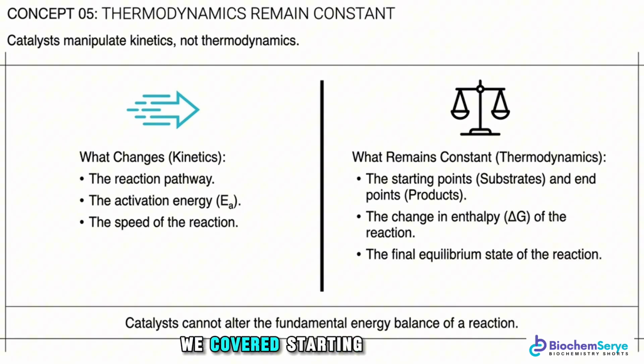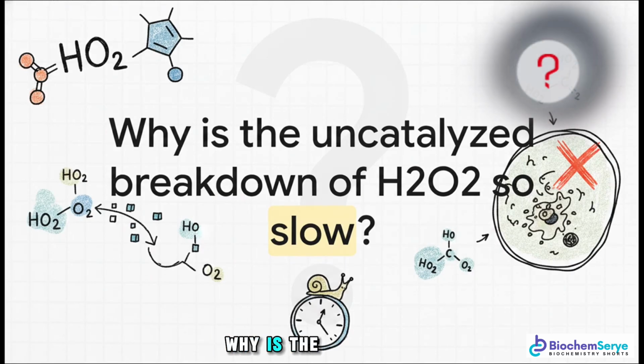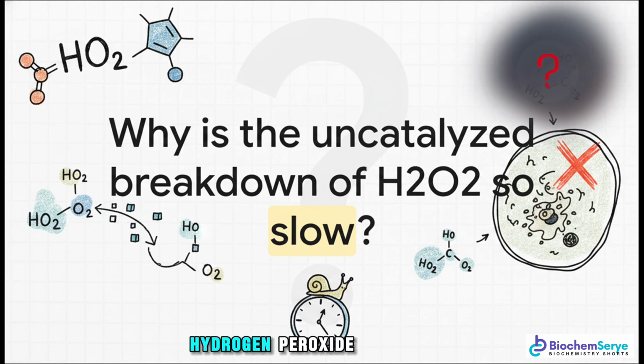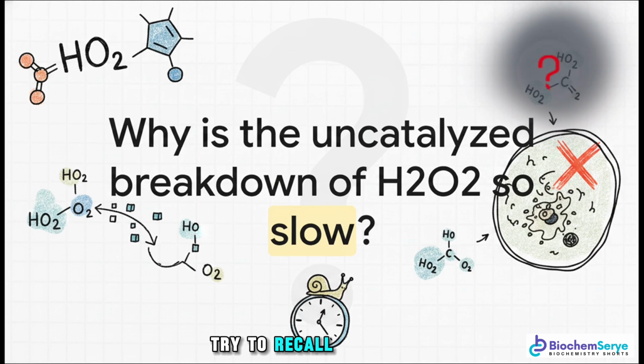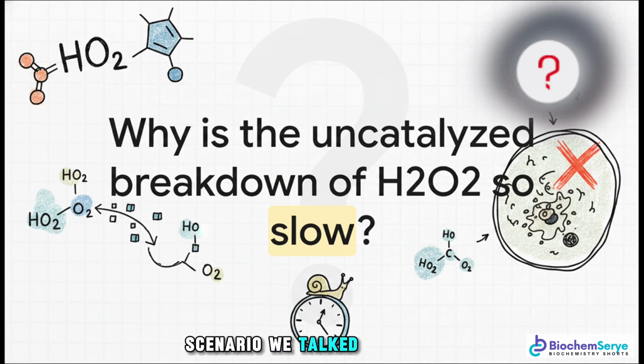Remember the rationale we covered. Starting energies, ending energies, and final chemical equilibrium are governed by unyielding thermodynamic laws. Biological catalysts only master the kinetic speed of the journey. Okay, question 2. Why is the uncatalyzed breakdown of hydrogen peroxide so dangerously slow for organisms? Try to recall that deadly baseline scenario we talked about.